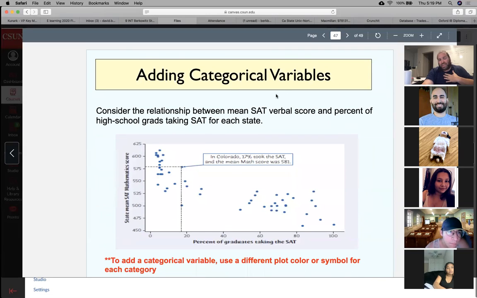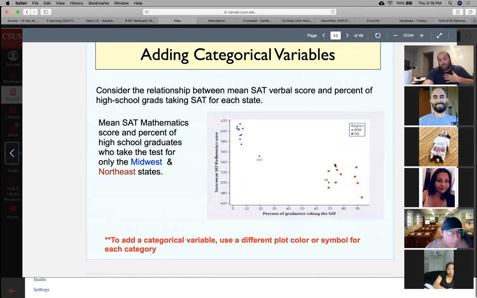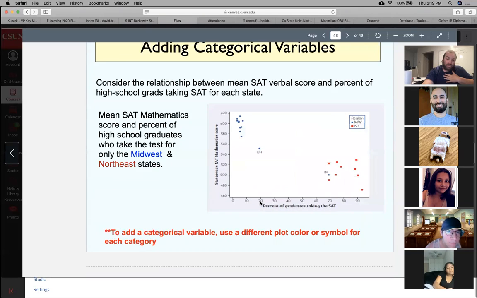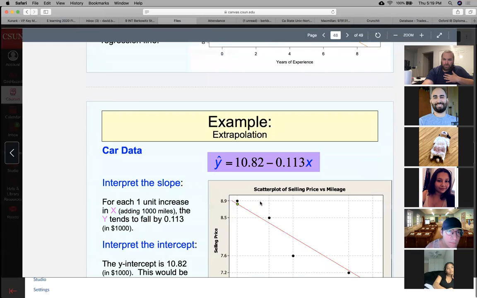If you want to throw in categorical data, you can. You just use different symbols. So I can use red and blue, or boxes and circles, or X's and dots, or something. And that takes us to the end of PowerPoint number 4/5.